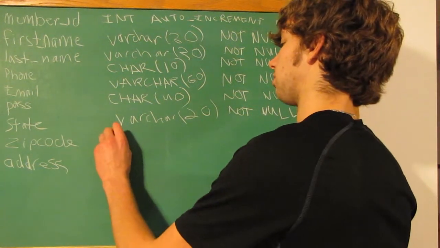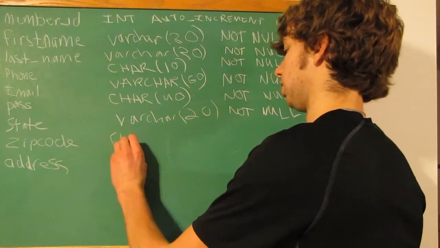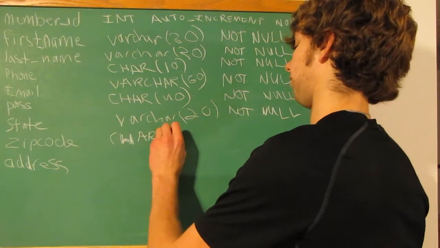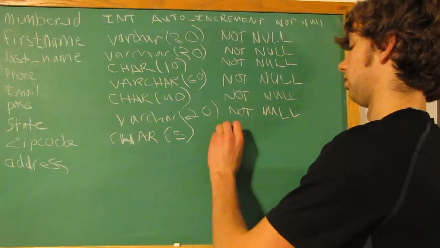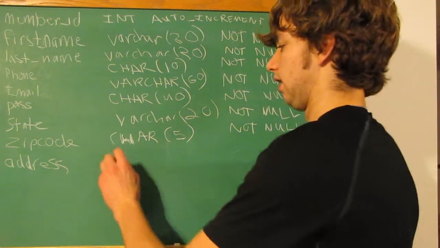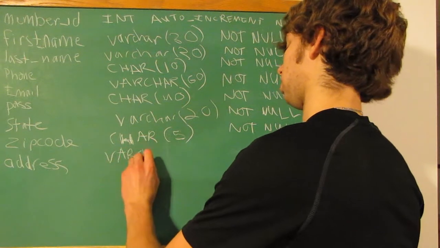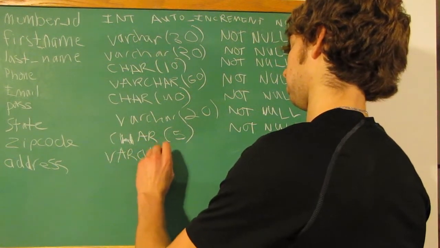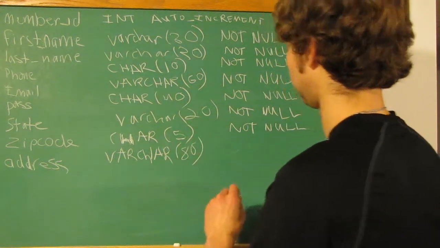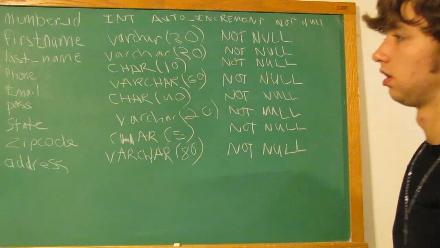Zip code, that would be 5. All zip codes are 5. So this will be char 5. Not null. Address, let's give them a lot for this. Varchar 80. Not null. So here is everything.